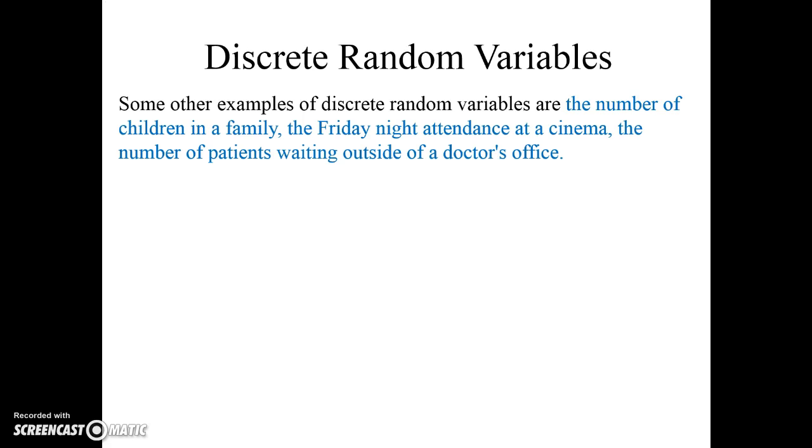Okay, other examples of discrete random variables are the number of children in the family, Friday night attendance at the theater, and the number of patients waiting outside the doctor's office. Alright, that's the first type of random variable.